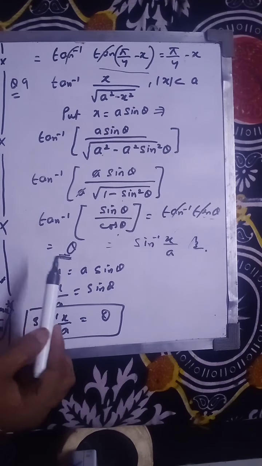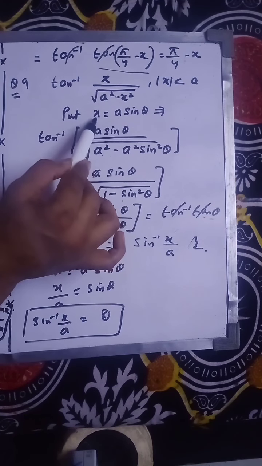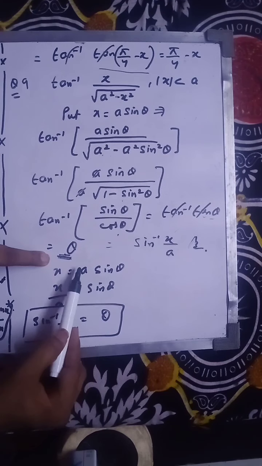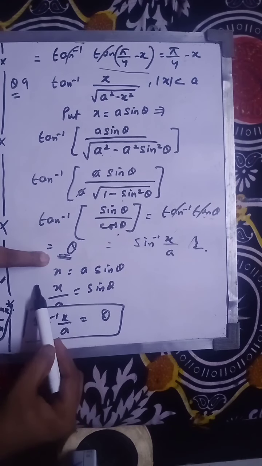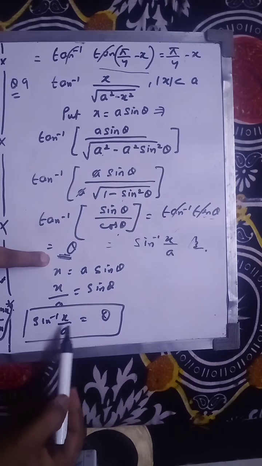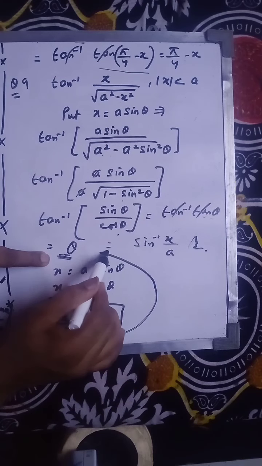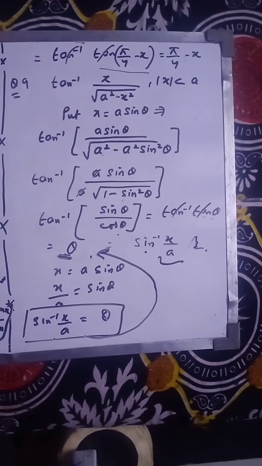Now the value of theta you will get from the value which you have put. So I'm writing again x equals a sin theta, a will come in the denominator, so x by a is equal to sin theta, and sin will come here, it would be sin inverse x by a is equal to theta. So you have to replace this value in place of theta, and you will get this answer. So this is the final answer of your question number 9. Okay, got it?